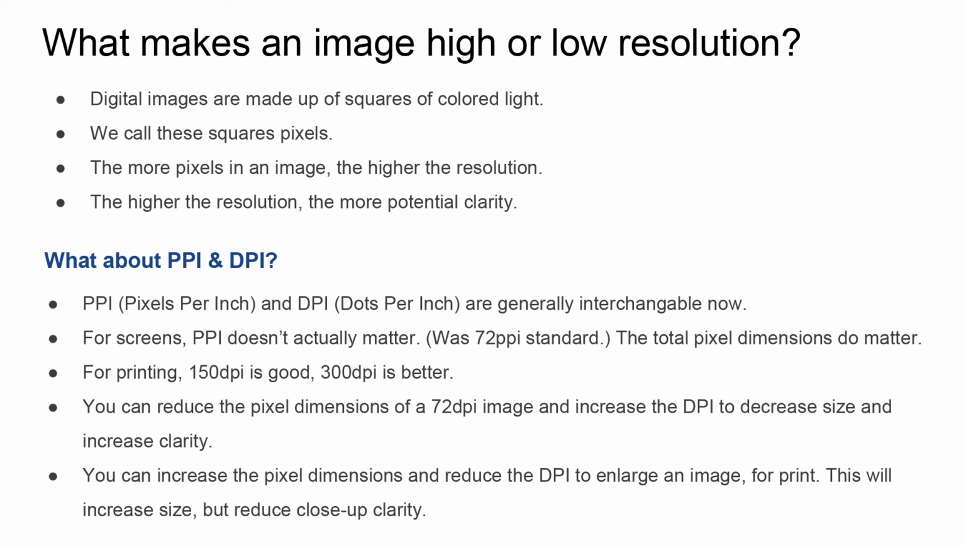Okay, so you can reduce the pixel dimensions of a 72 DPI image and increase the DPI to increase the size and increase clarity. Okay, I'll explain that. What you're doing there is assuming that you're taking a 72 DPI image and you want to print with it. So you want that 300 pixels. So you might get a 72 DPI image out of your camera, and I'm not going to use real numbers here. It's just going to be examples.